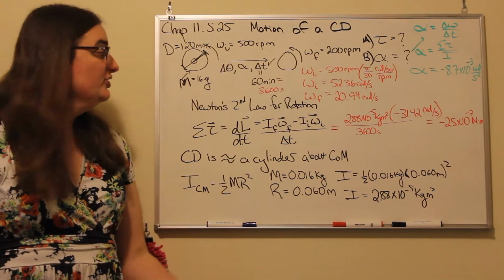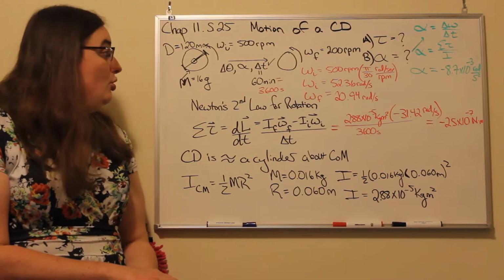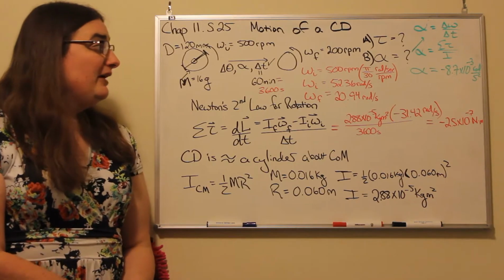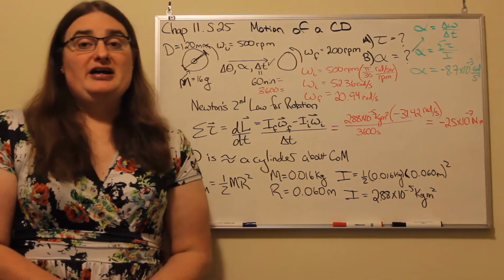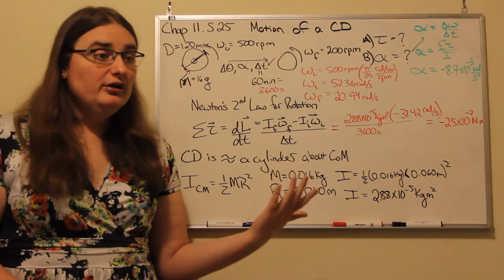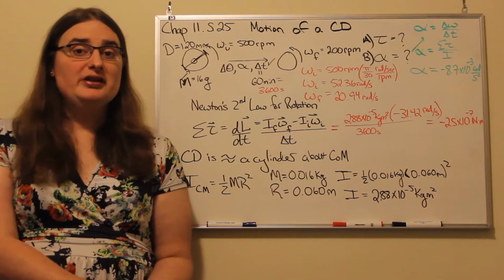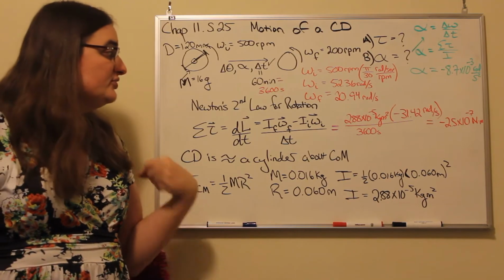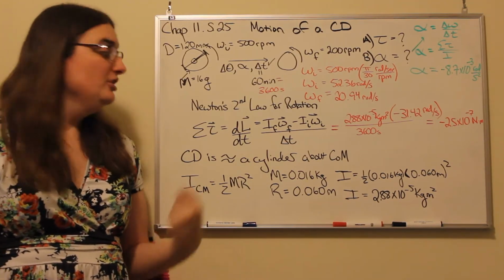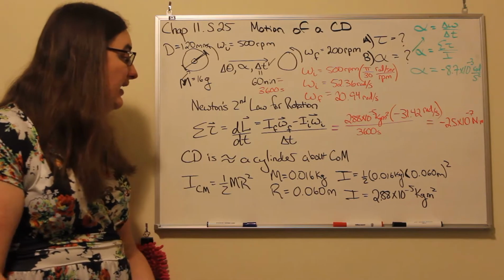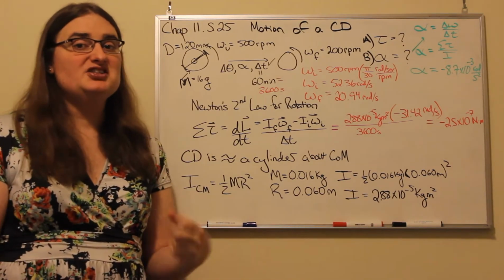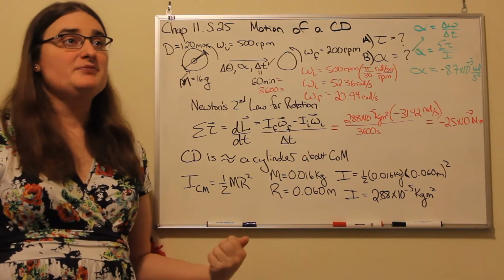So there are a couple of ways we could go about figuring out the torque and figuring out the acceleration. We could calculate acceleration if we had enough kinematic data to do that, but we could also make use of Newton's second law for rotation, which states that the net torque acting on any object is the change in angular momentum of that object.